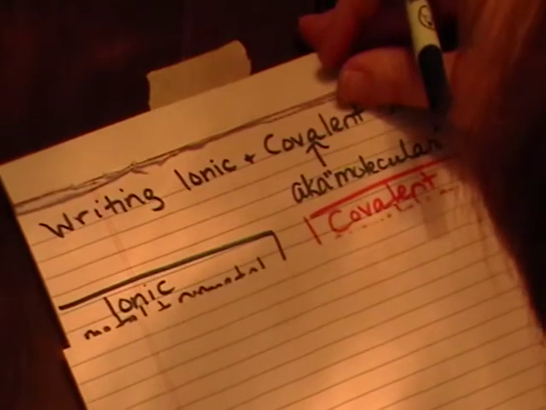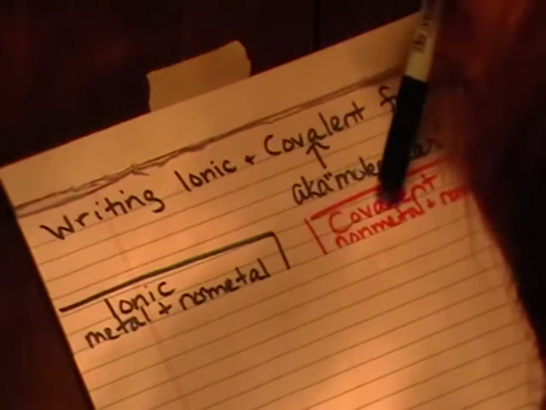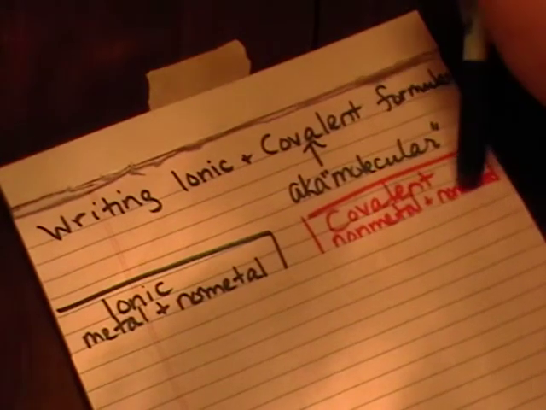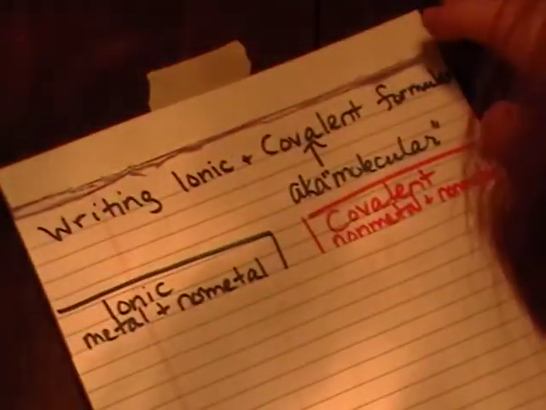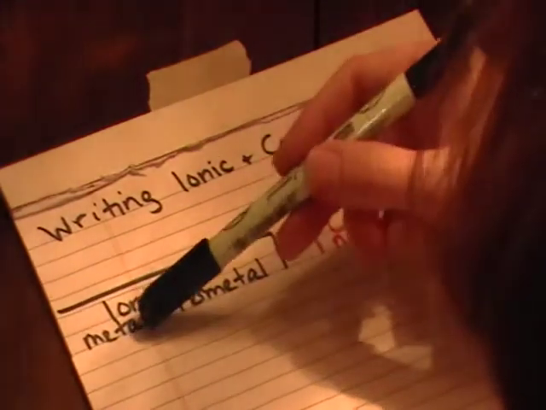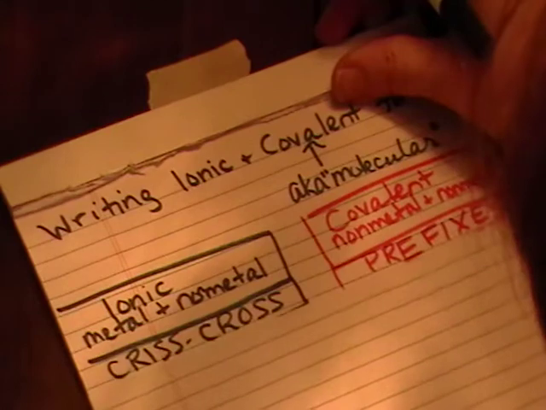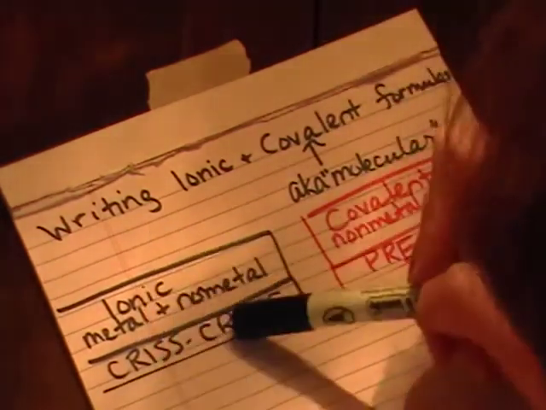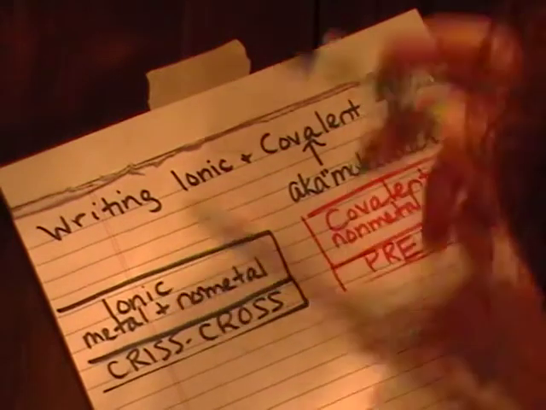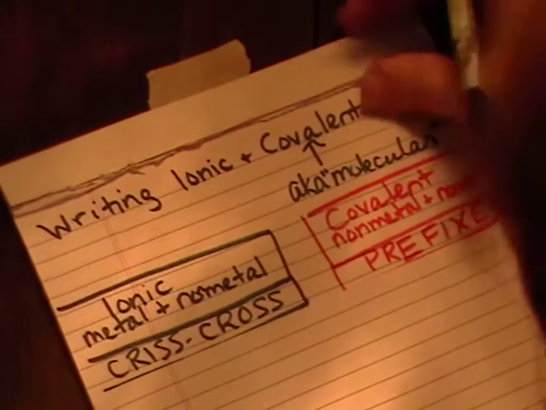You need to know that ionic is always a metal plus a nonmetal, and covalent is a nonmetal plus a nonmetal. If you look at your periodic table, it clearly says metals are on the left and nonmetals are on the right. So that should tell you whether you're working with metal and nonmetal or nonmetal and nonmetal. If you are going to solve the formulas, you will use the crisscross method to solve ionic formulas, and you'll use the prefixes method to figure out the covalent formulas.